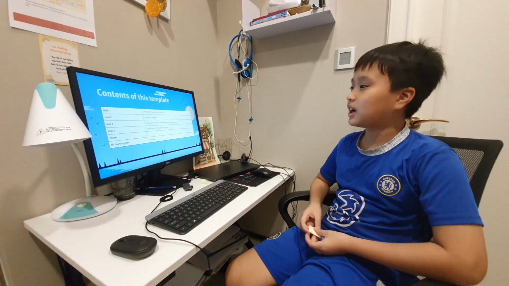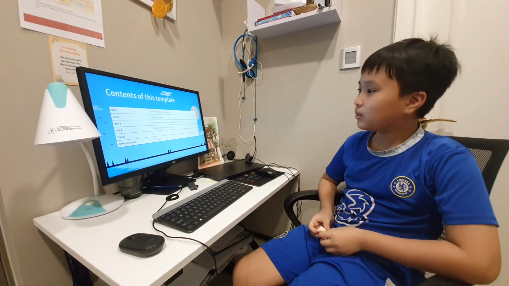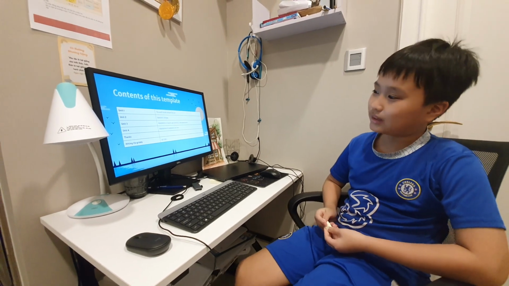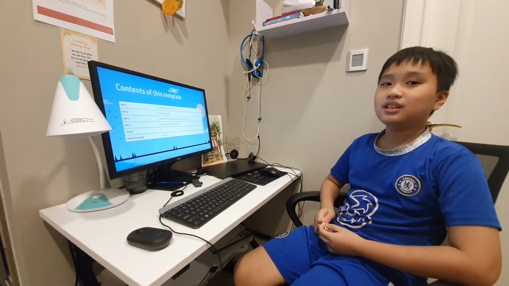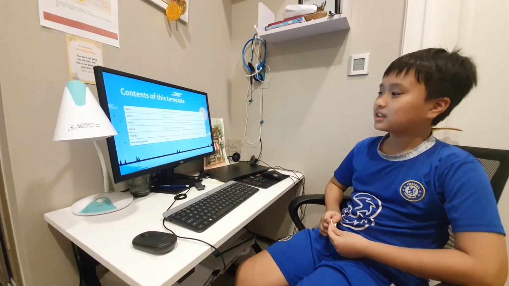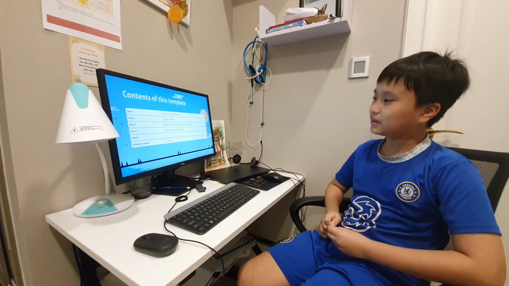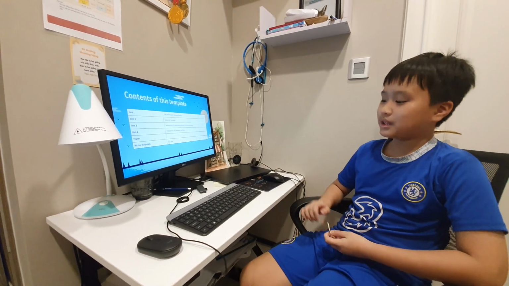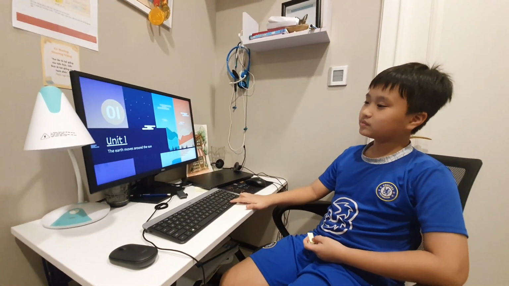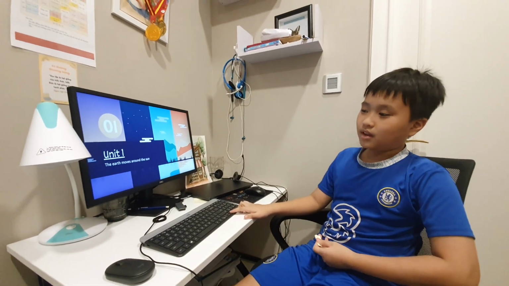Okay, so this is the contents of the template. Unit 1: Why does the Earth move around the Sun? Lesson 2: Seasonal changes. Unit 3: Adaptations of plants and animals to an environment, and Unit 4: Adaptations of predators and prey. First, we'll talk about the first unit.